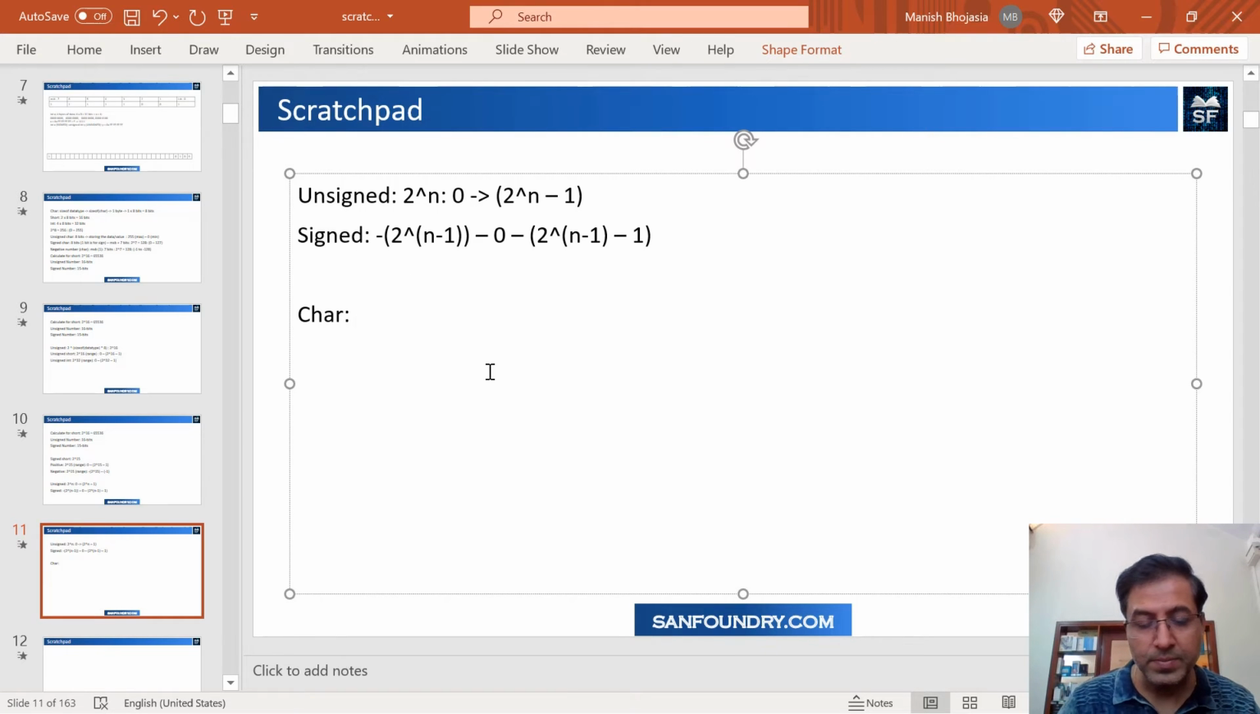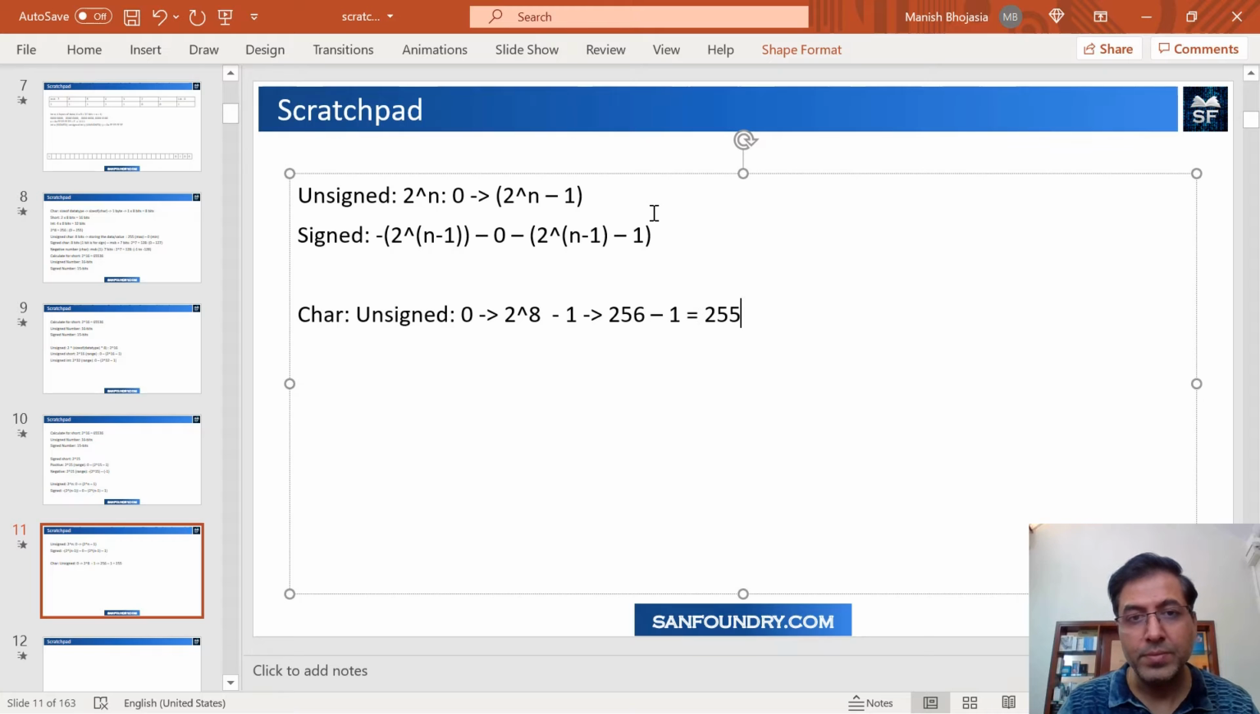On the unsigned side, we start with 0, as you know. So 0 is 0 and then it is 2 to the power 8 minus 1, right? So we go up to 2 to the power 8 and then minus 1. How much is that value? 2 to the power 8 is 256 minus 1. So finally you have 255. That's for the unsigned character data type.